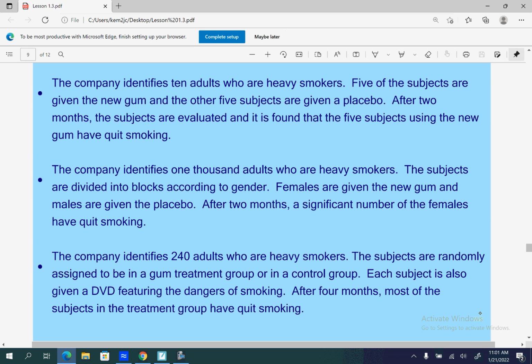Yes? The length of the experiment is too short. Length of the experiment potentially also. Maybe it's a lot easier after 2 months to quit versus a year, a long-term experiment. Good. Anything else? I'll take it. Okay, next one.